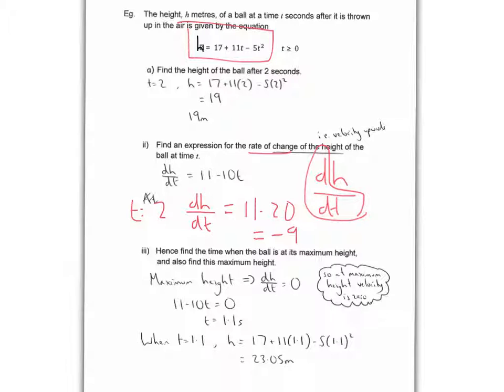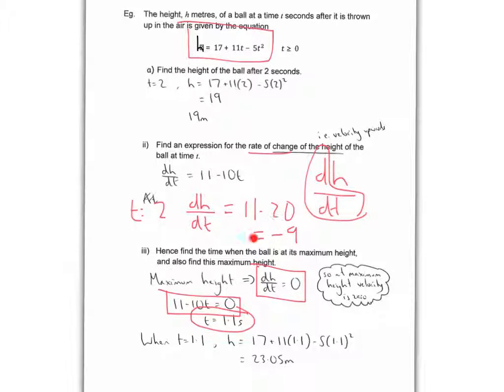Okay, so let's have a look at the final part of this question. It says, find the time when the ball is at its maximum height, and also find this maximum height. When it's at a maximum height, I know that dh/dt will be 0. It won't be going up, it won't be going down, it'll be at its stationary point, just at its uppermost. So I'm going to set 11 minus 10t equal to 0, and I find that the maximum height happens when t equals 1.1 seconds.